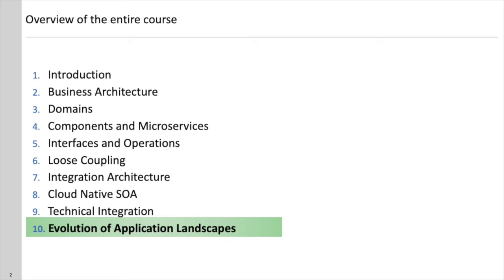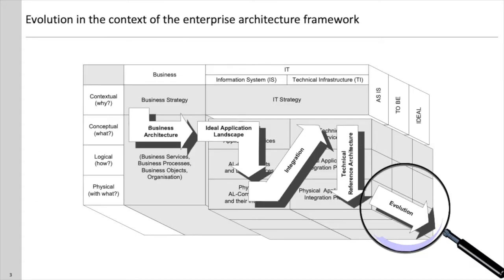In the first 6 lectures, we talked about the ideal application landscape. And in the following lectures 7 to 9, we talked about the technical side of the game, about integration and technical services and so on. Now in this lecture, we look at the last topic of what we described in the enterprise architecture framework as the last step of our understanding moving through the framework, evolution.